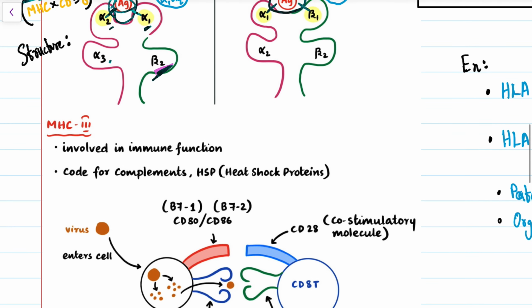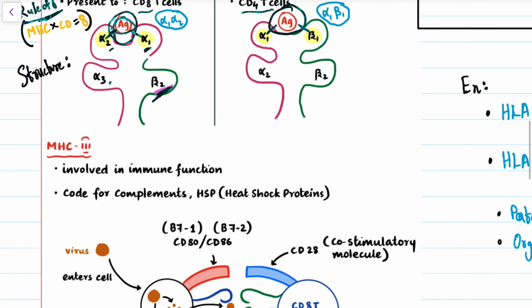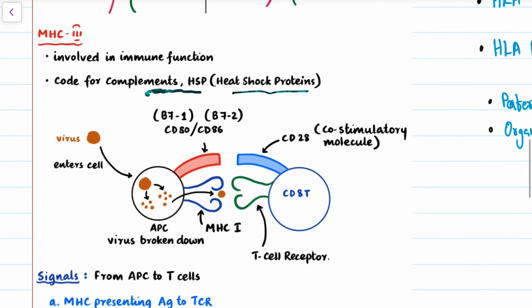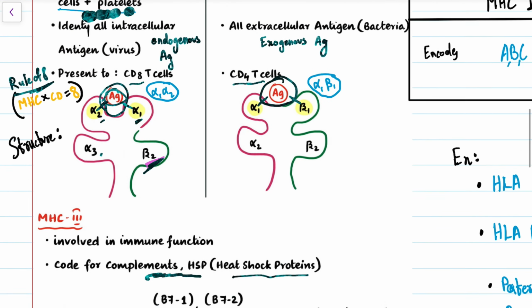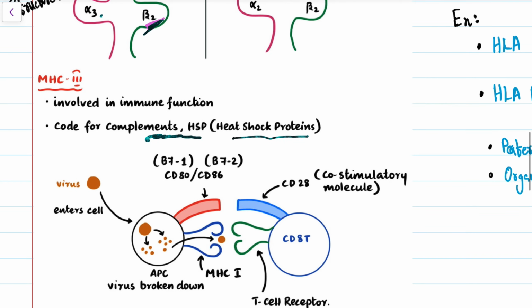So yeah, and then there is the MHC class 3 actually, which is special because it is also involved in immune function, and it codes for complements and HSP. HSP is heat shock proteins. Along with the MHC receptors, there are the CD28 co-stimulatory molecule and the CD80 or CD86, which co-stimulate or act as a confirmation receptor, I would say.